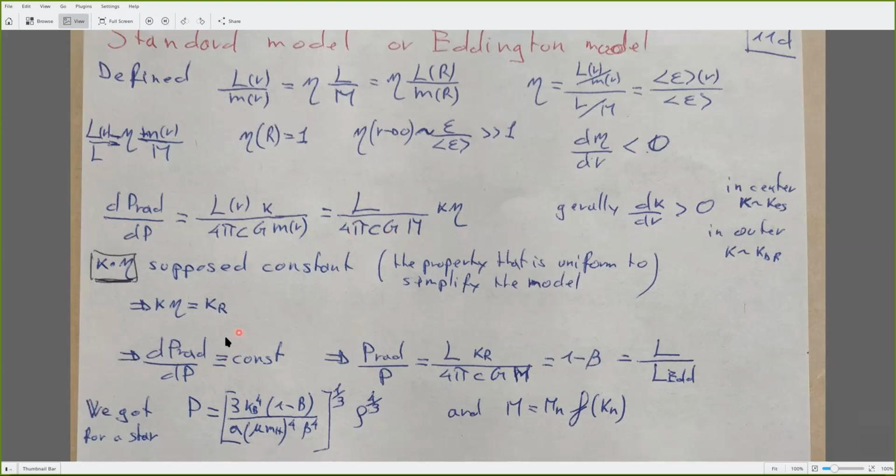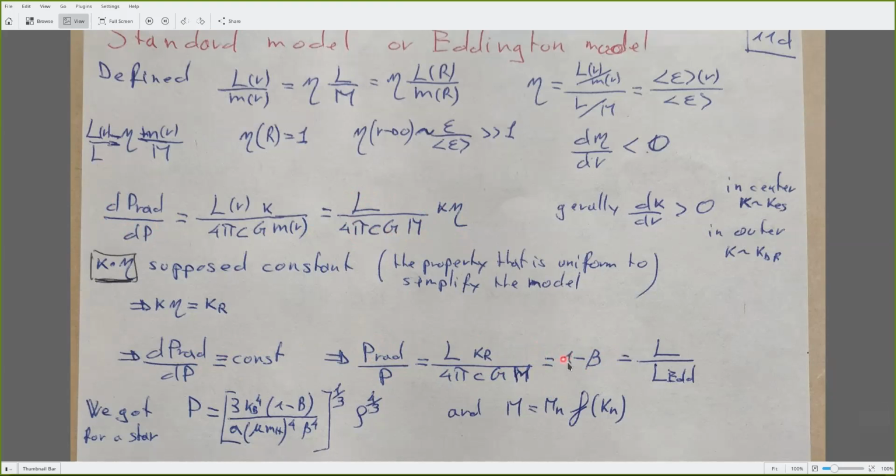So if it is constant, it means that the ratio between the two variables is a constant, that is, the radiation pressure is equal to a constant multiplied by the total pressure.